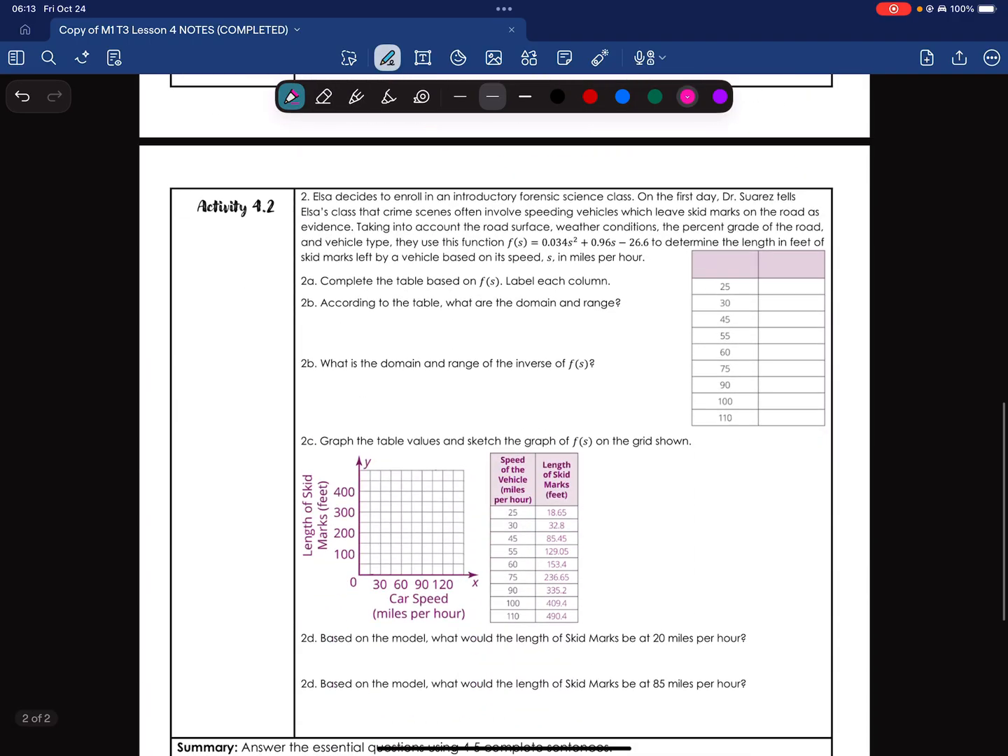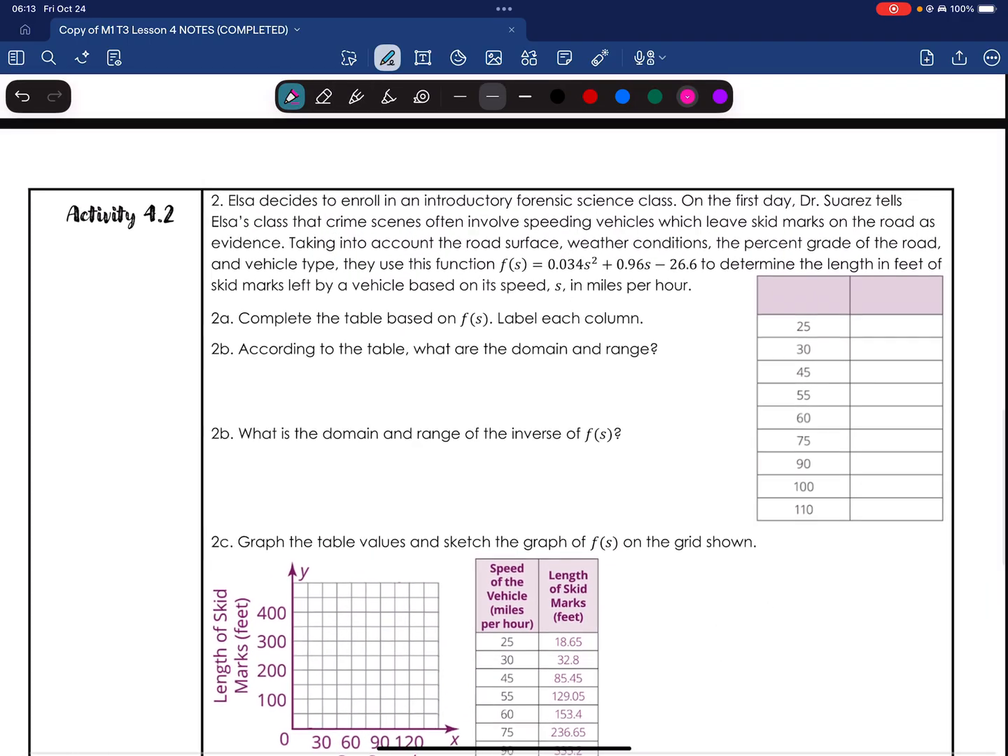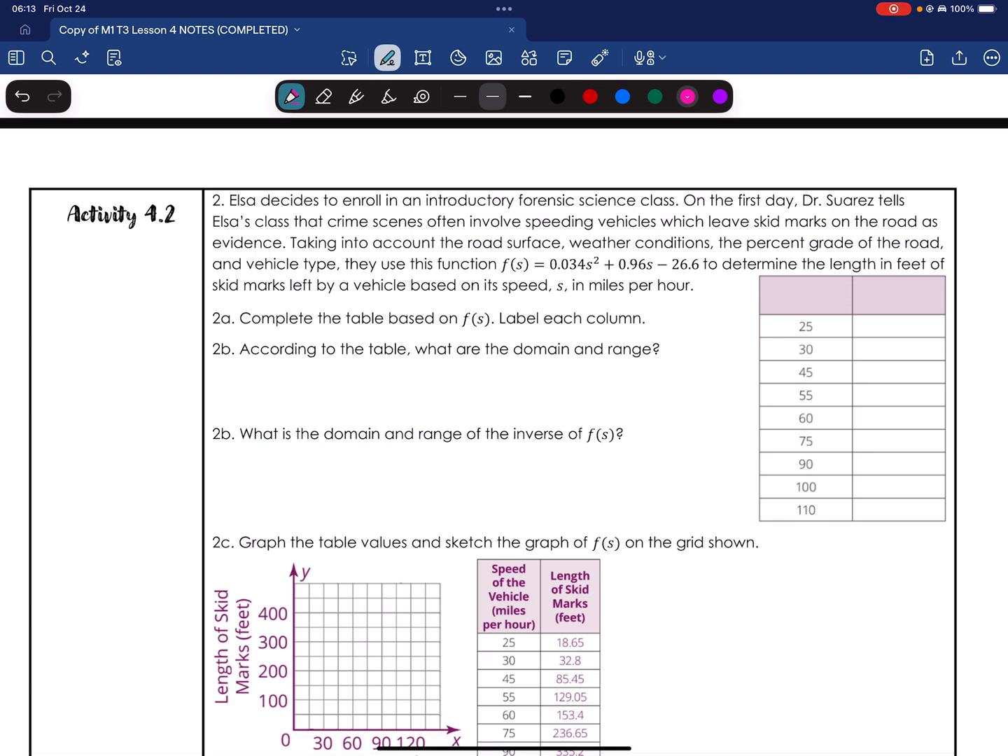Okay, looking at the next question. It says, Elsa decides to enroll in an introductory forensic science class. On the first day, Dr. Suarez tells Elsa's class that crime scenes often involve speeding vehicles which leave skid marks on the road as evidence. Taking into account the road's surface, weather conditions, the percent grade of the road, and the vehicle type, they use the function f of s to determine the length in feet of the skid marks left by the vehicle based on its speed, s, in miles per hour.